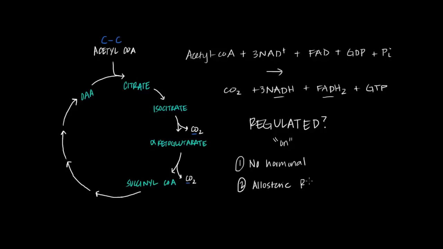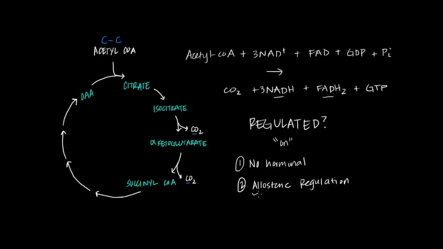I'll remind you that allosteric regulation is simply the ability of a molecule floating around in the cell to bind to a specific enzyme that's part of this pathway, and it binds to a part of the enzyme that's not the active site. Essentially by doing this, it causes the enzyme to undergo a conformational change, and it can either make the enzyme work better, in which case we call it an allosteric activator, or it can make the enzyme not work as well, in which case we call it an allosteric inhibitor.